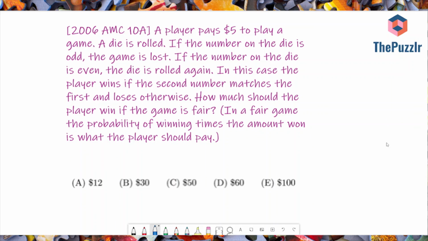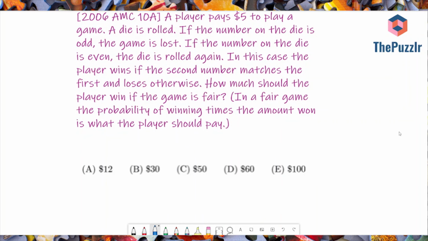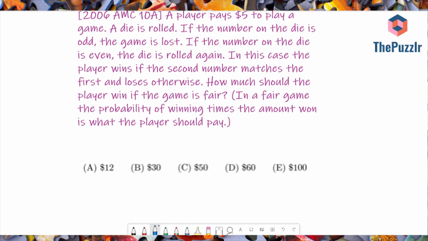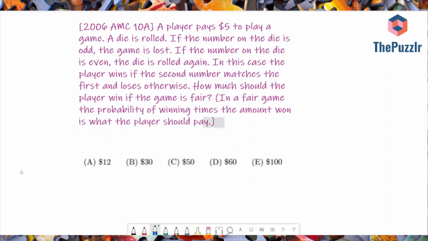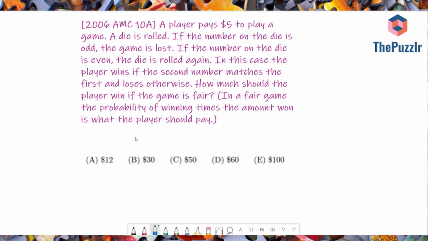In a fair game, the probability of winning times the amount won is what the player should pay. So you don't even need to know any formulas. They tell you in that last line everything that you need to know for expected value. But let's see. So he paid $5. If the number on the die is odd, the game is lost. So he loses with one half chance on the first roll. And then if the number on the die is even, the die is rolled again. So first it needs to be even. So that's 1/2 chance of it being even.